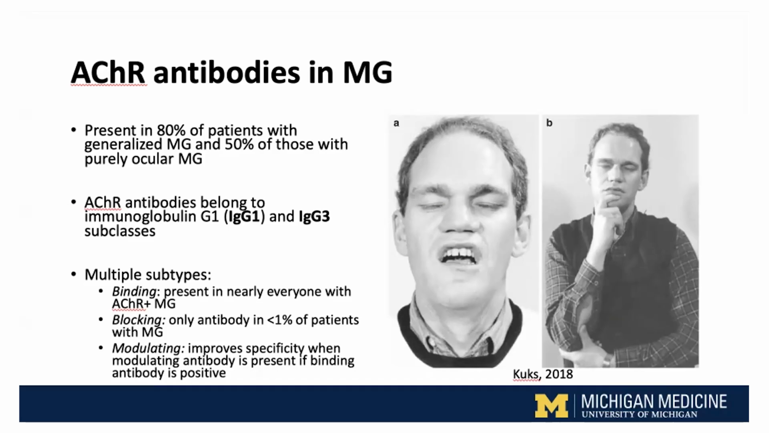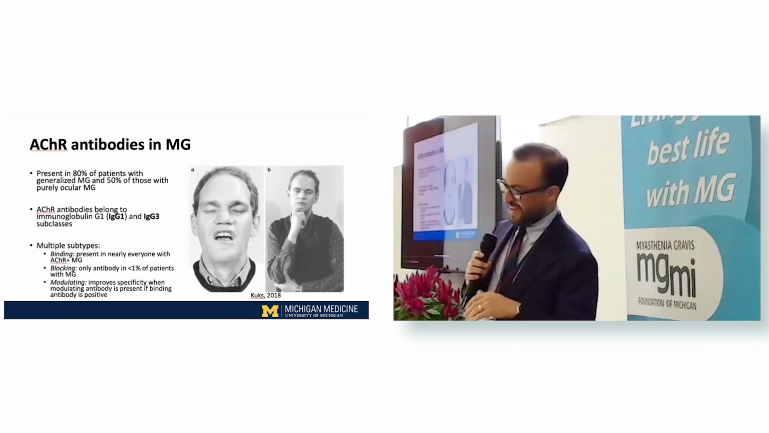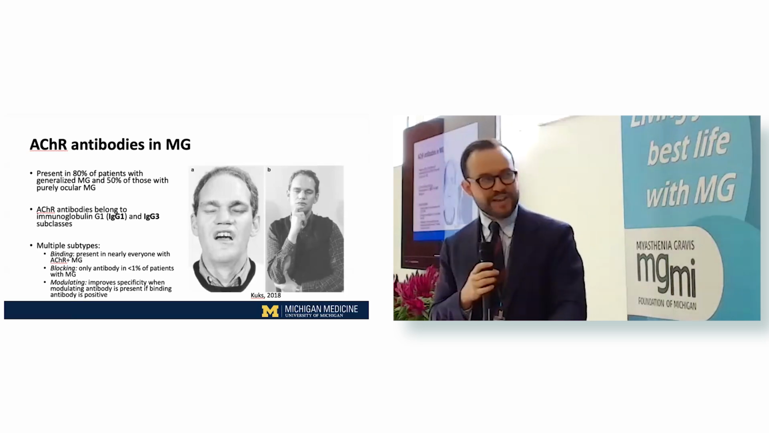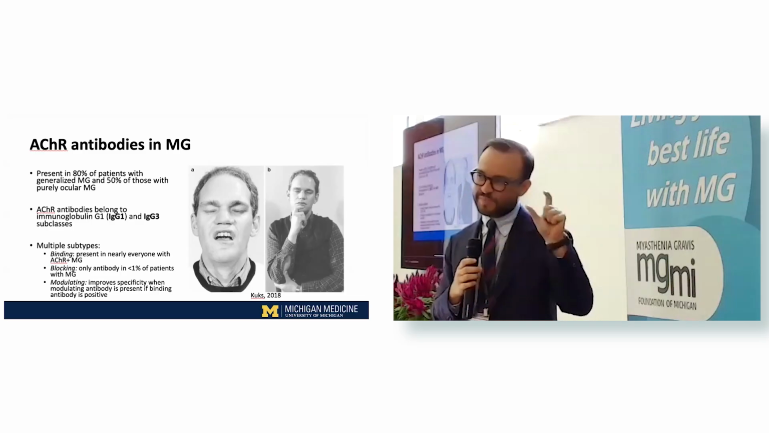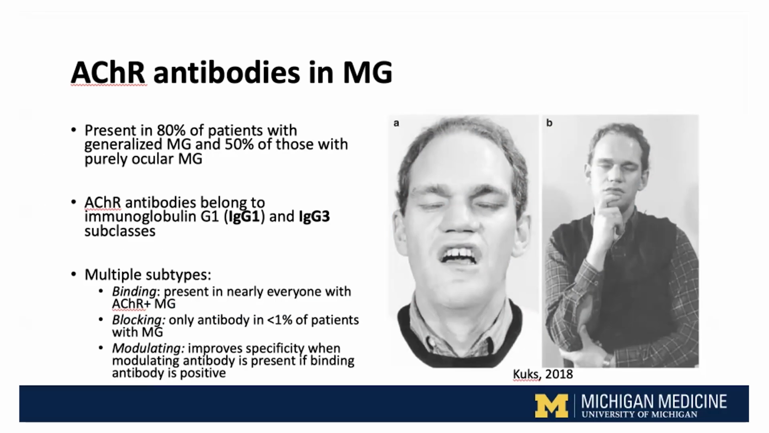These antibodies belong to a specific subclass of immunoglobulin. Those are antibodies in our blood, the IgG1 and IgG3. The importance of these, which I'll talk about later, has to do with the newer treatments for myasthenia gravis, and our understanding of how those treatments target these specific antibodies. There are other subtypes. There's multiple subtypes of the actual antibody.